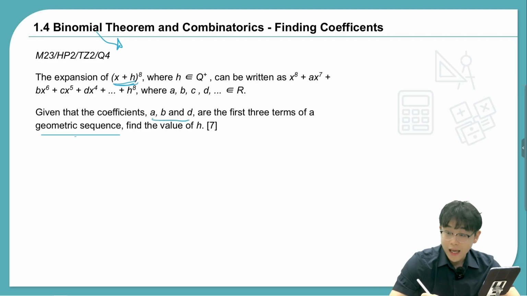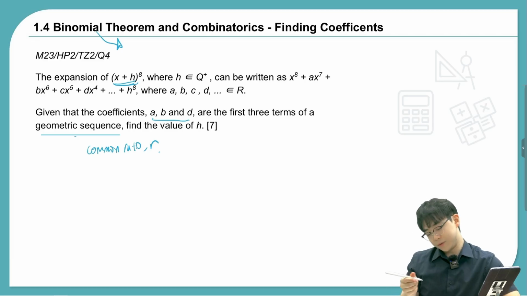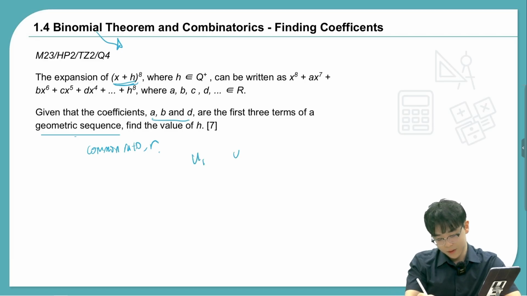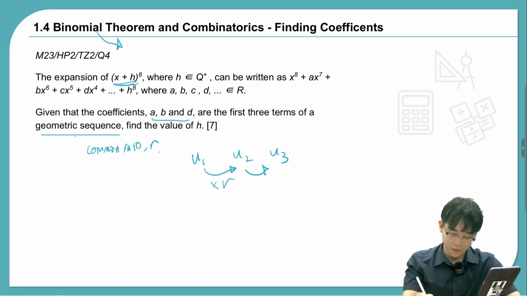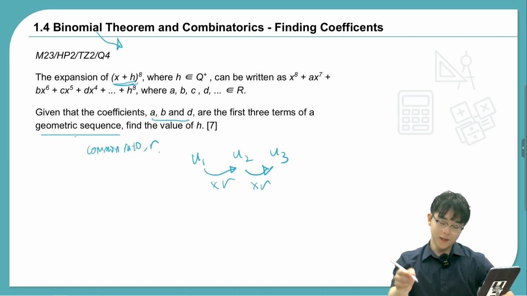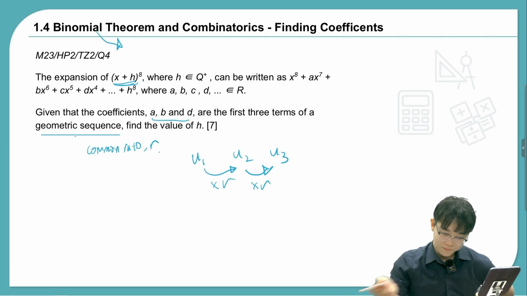So coefficients A, B, and D are the first 3 terms of a geometric sequence. A geometric sequence is when there's a common ratio R, so we can multiply R to the preceding terms. If you have U1, U2, and U3, we can multiply R to U1, and we can multiply R to U2 to get the next term, U3.